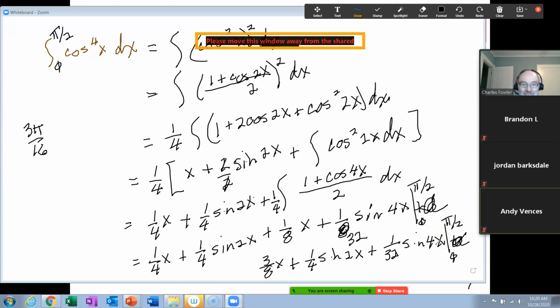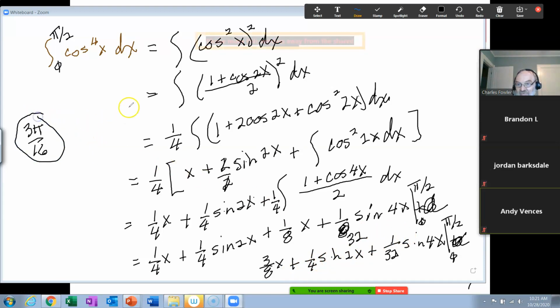And then you plug in your zeros here. 3/8 of 0 is 0. Sine of 0 is 0. So there's your answer: 3 pi over 16, if this would have been 0 to pi halves. Note that the only term that contributes to the solution is your 3/8 x.